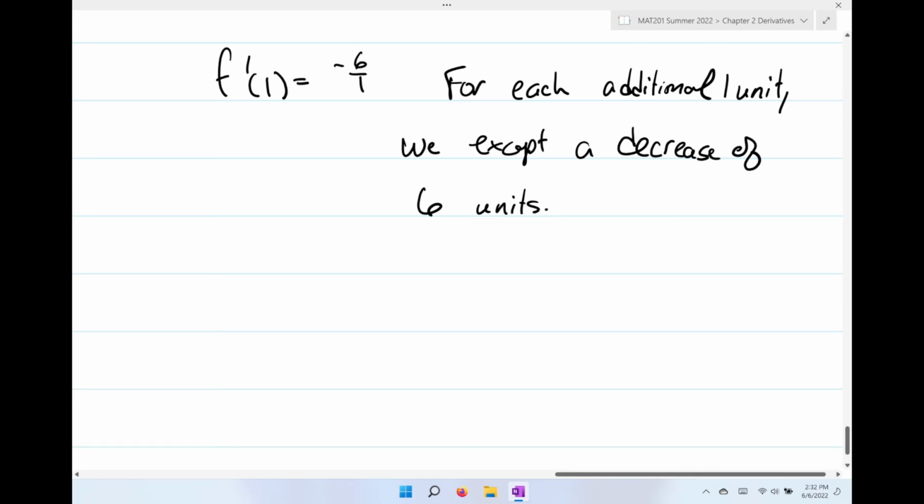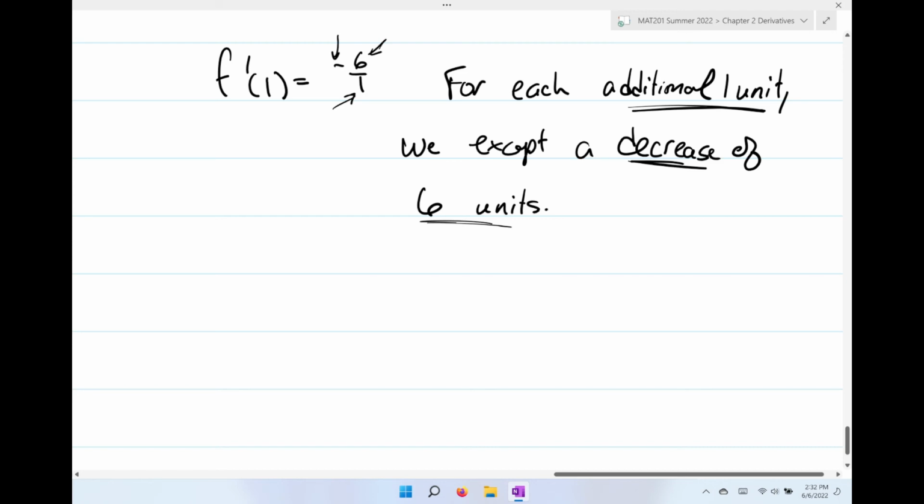For all we know, this could be miles per hour. For each additional hour, we are expecting a decrease in speed of 6. Whatever that happens to be, okay? The fact of the matter is, for each additional 1 unit, that's our denominator. That's the delta x, that's the change in x. The decrease is the negative symbol. And then the 6 units, well, that's our change in y, which is our dependent variable.